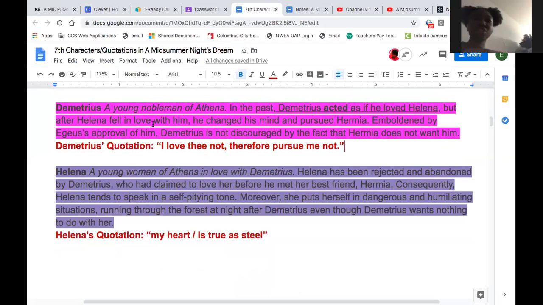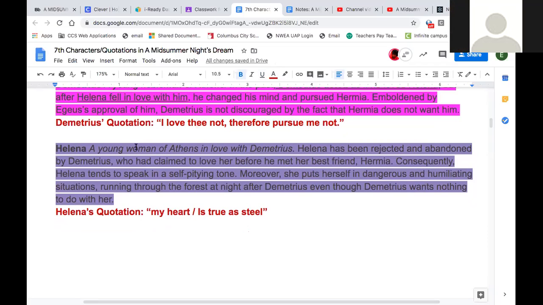I guess that other girl that he used to like, Helena, or whatever. Helena. Yeah. Helena fell in love with him. So he's talking to Helena. He's like, I don't love you. Leave me alone. Dang. So Helena is a young woman in love with Demetrius.